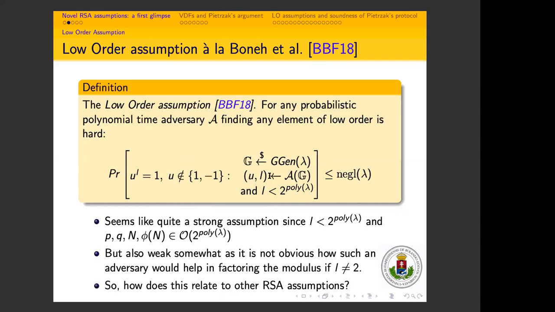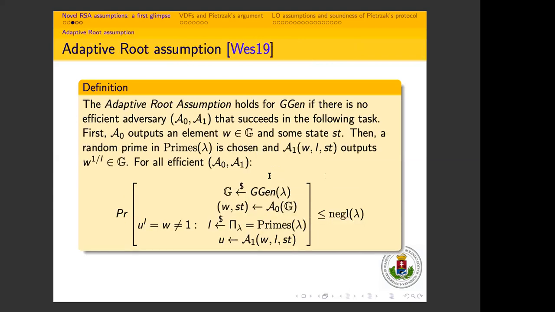So the question is, how does this new novel assumption relate to other classical RSA assumptions? We want to establish some connections here. And then this is the second novel assumption, called the adaptive root assumption. In our work, we didn't really concern ourselves with this, but still in this talk, I would like to give some high-level ideas of what we think about this assumption. If you know the strong RSA assumption, it's like a sibling of it, but an adaptive version of it.